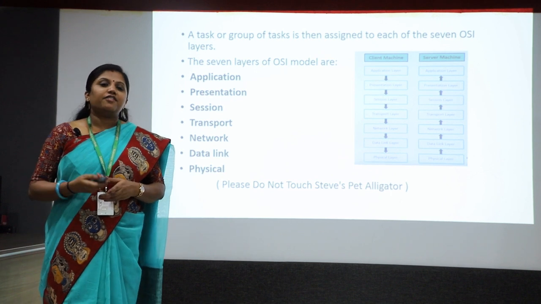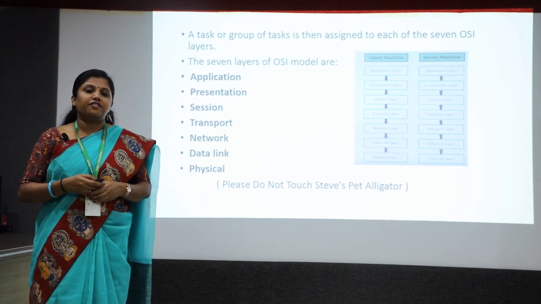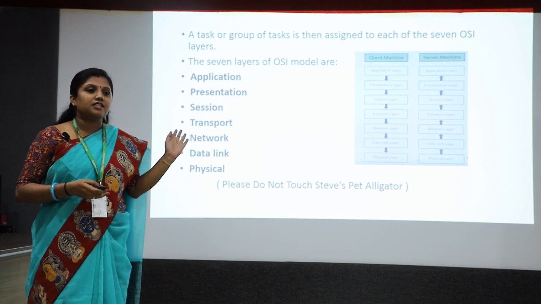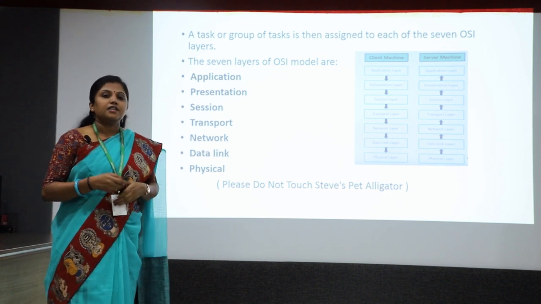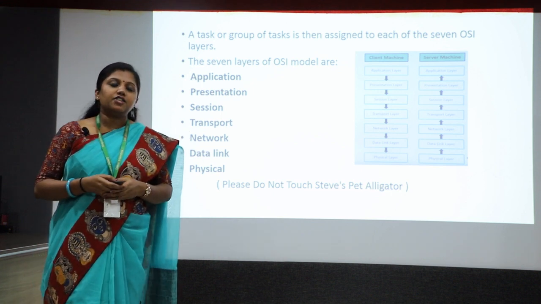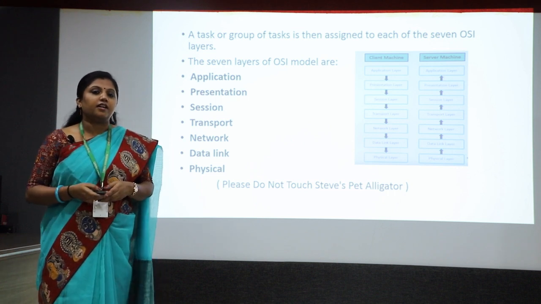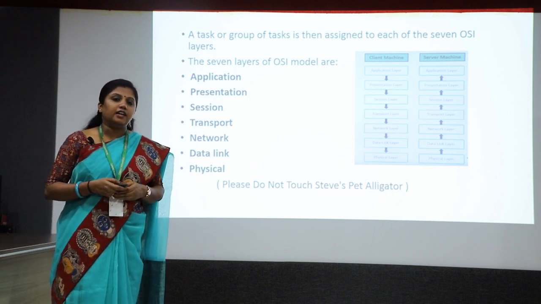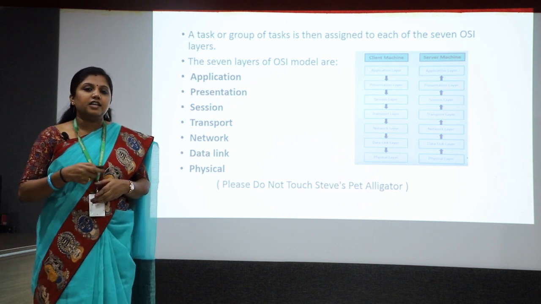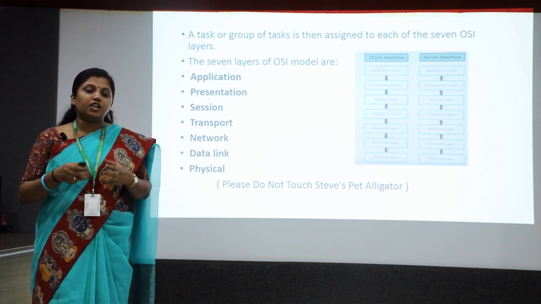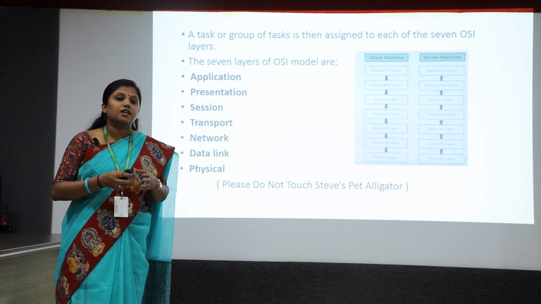The OSI reference model has 7 different layers. You can see the 7 different layers in the diagram. The 7 different layers are application layer, presentation layer, session layer, transport layer, network layer, data link layer and physical layer. Each layer is assigned a particular task or a group of tasks.